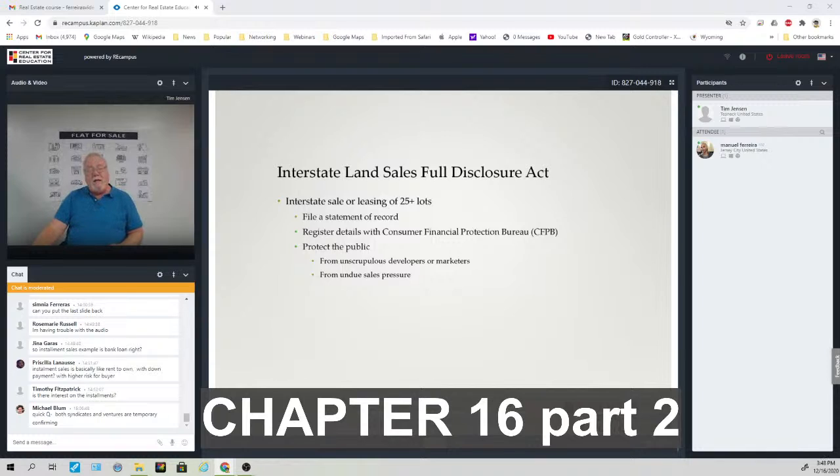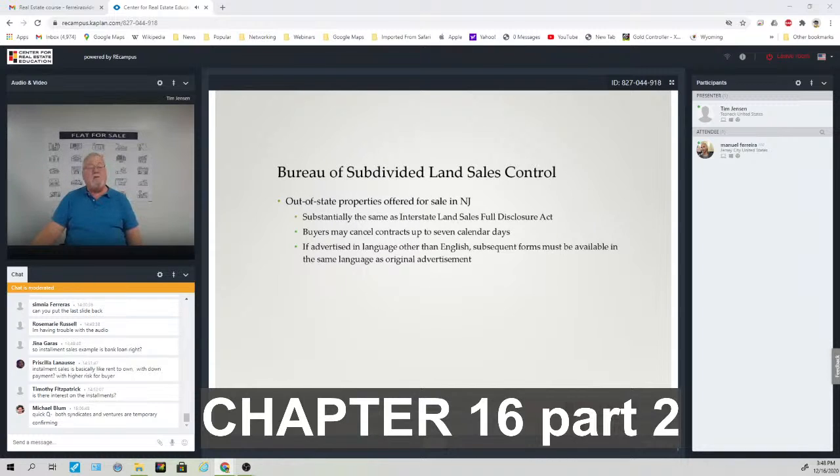There's also the Interstate Land Sales Full Disclosure Act, which regulates any development of 25 plus units. And the developer has to file a statement of record with the New Jersey Real Estate Commission and the Consumer Financial Protection Bureau. It protects the public from unscrupulous developers and marketers and from undue sales pressure. If you buy property under the Interstate Land Sales Full Disclosure Act, you may have as much as a 7-day right of rescission to cancel the contract.